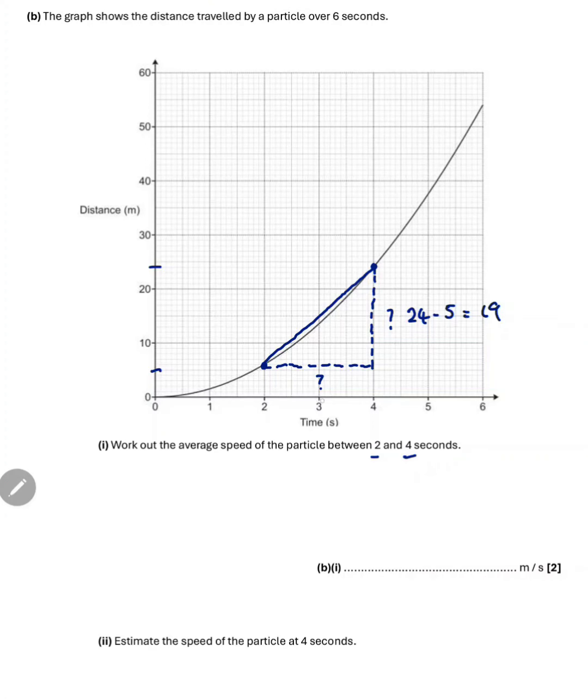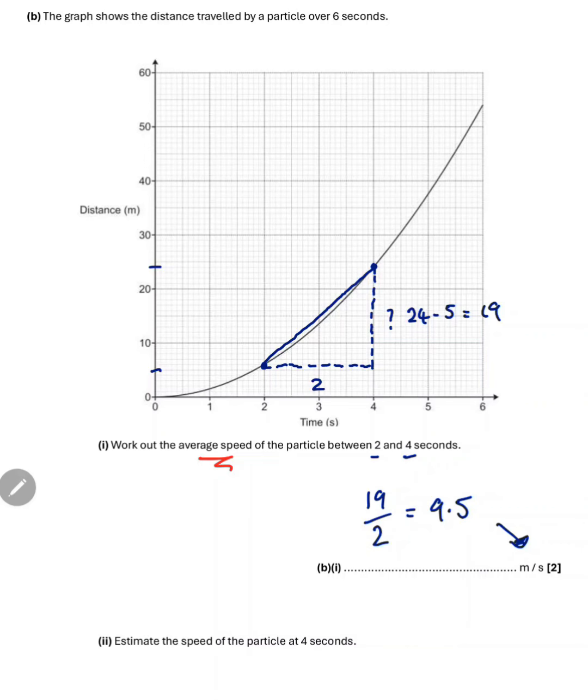This one's nice. I can actually see that this is just 4 take 2. That distance there is 2. So my average speed will be the 19, the up measurement, divided by 2, the across measurement. And 19 divided by 2 is 9.5 meters per second, because they're the units on my graph. Now that there is the average speed between 2 points.